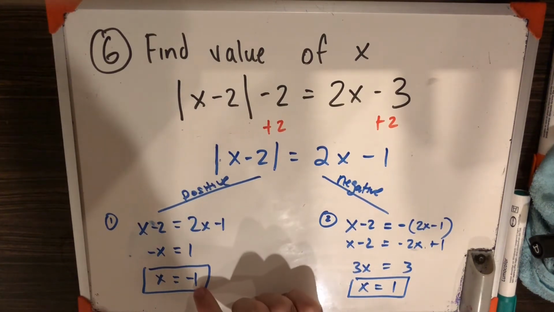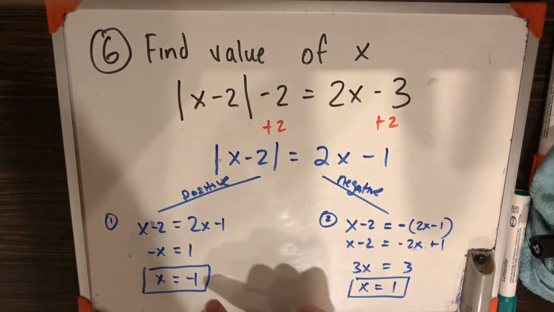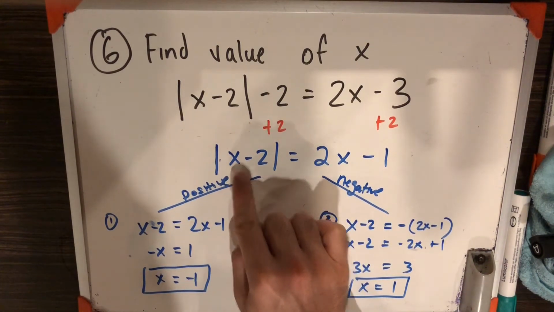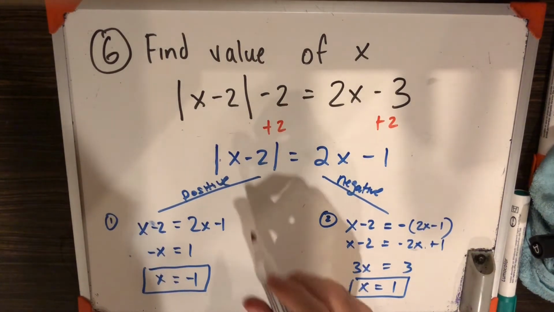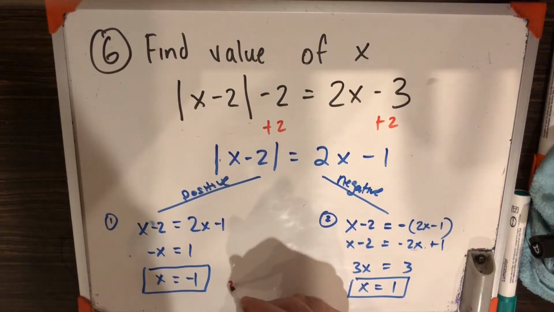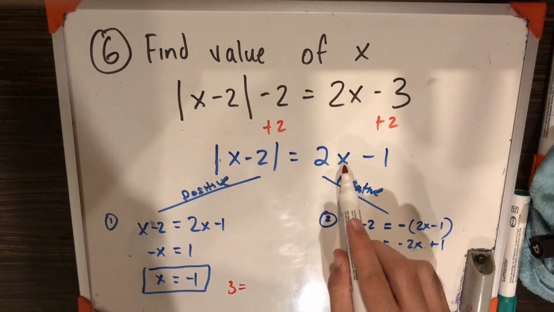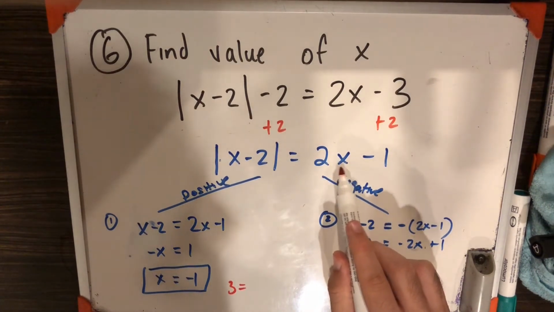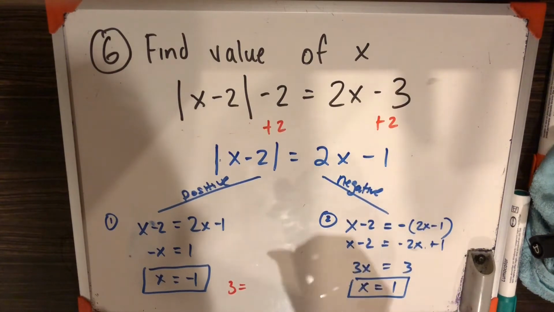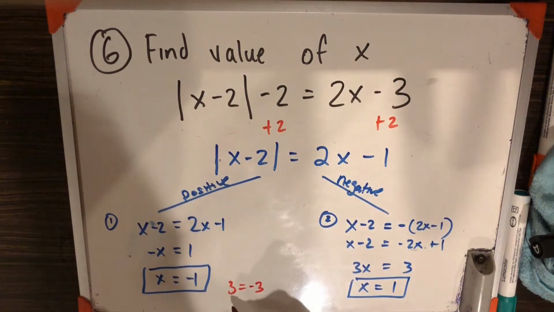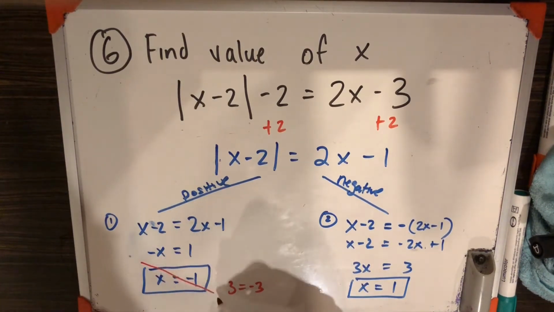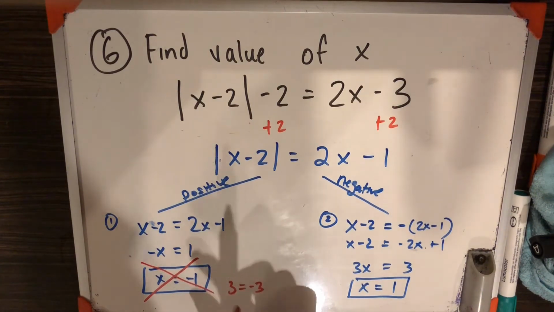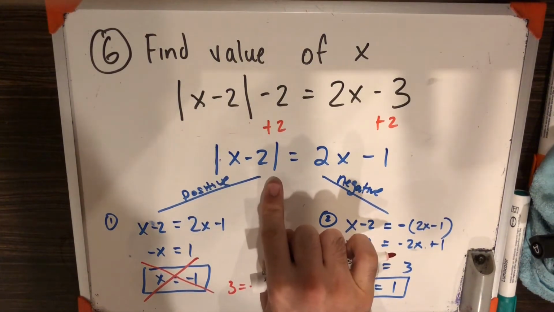If I plug back negative 1 in for this equation, I get negative 1 minus 2. That ends up being negative 3. The absolute value of negative 3 is just 3. If I plug in negative 1 here, well, that ends up being negative 2. Negative 2 minus 1 ends up being negative 3. So you can already tell that this is a false statement. So this will not work. Negative 1 is not a solution of this equation, okay?